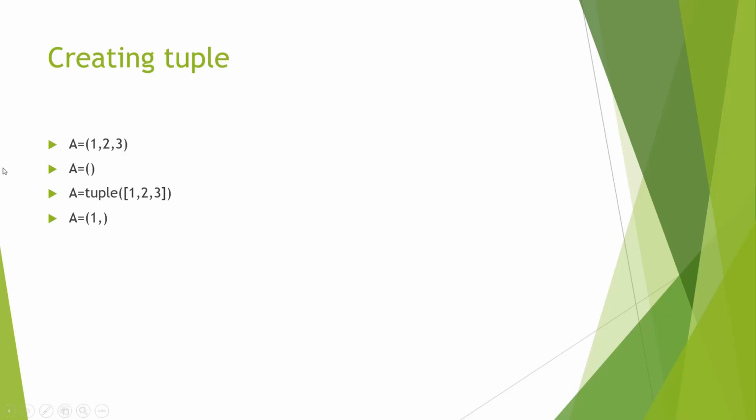Now to create an empty tuple, we use empty parentheses like this. We can also use the function tuple to create a tuple. Now, one thing we have to remember: when we create only one value in a tuple, for example, here we're creating the number 1 in a tuple, we have to use a comma after that one value. If we don't use a comma after that one value, then that value is not created as a tuple.